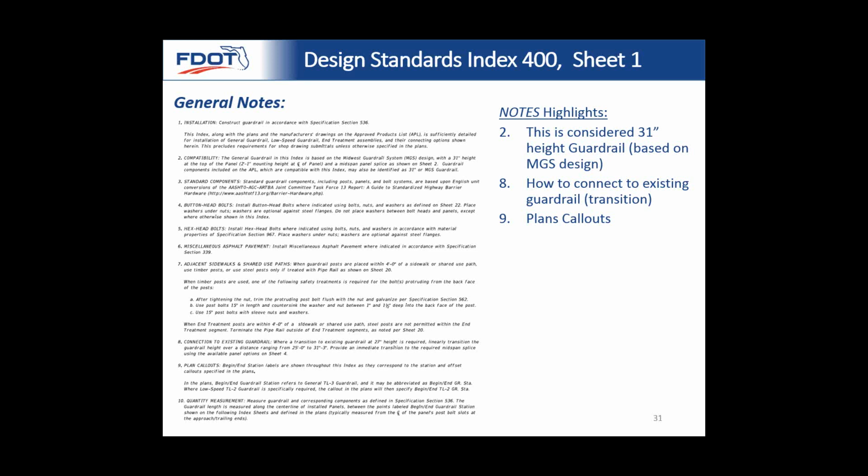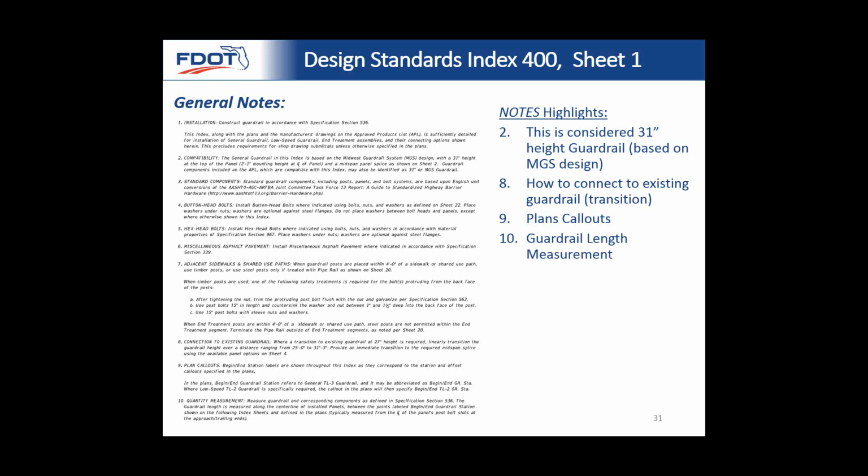Number 9 explains that the plan's callouts will correspond to this standard. So, for example, begin-end guardrail or begin-end taper, things like that, we have that in our standard that will correspond directly to the plans. So the contractor could figure out exactly what the designer is trying to tell them, and that's what note number 9 explains.